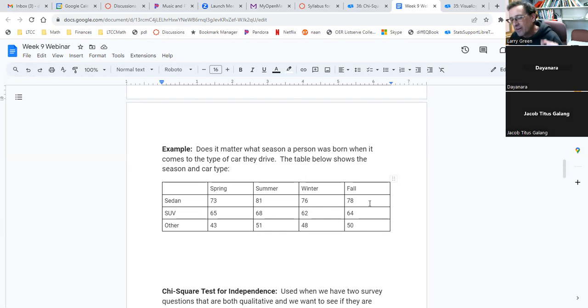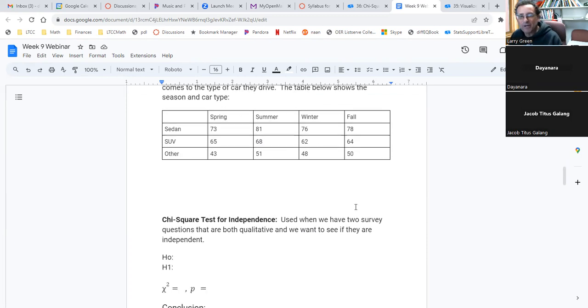So this is a very different test that we're going to use. It turns out the math has that chi-squared distribution still, as will everything we do today. But we're going to be looking at what's called a chi-squared test for independence. That's the name of the test we're going to be using, and it's used when we have two survey questions that are both qualitative, and we want to see if they're independent or dependent. Any questions on that?